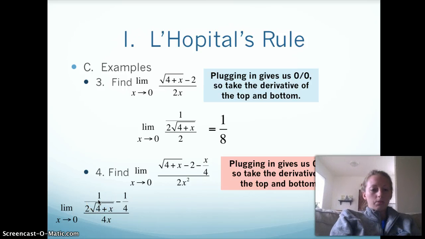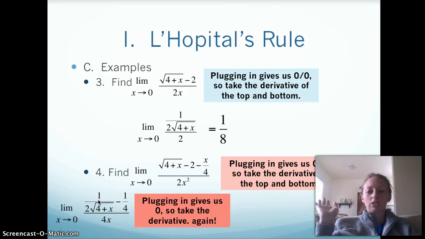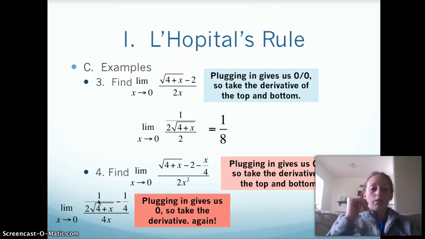So when we get the derivative, what happens when you plug 0 in? Go ahead and pause this and try to plug 0 in and see what you get, still on the top and the bottom. When you do that, you should still be getting 0 over 0. So what can we do? You can actually take the derivative again. L'Hopital's rule says you can do it as many times as you need until you stop getting 0 over 0 or infinity over infinity. So we're going to take the derivative again.